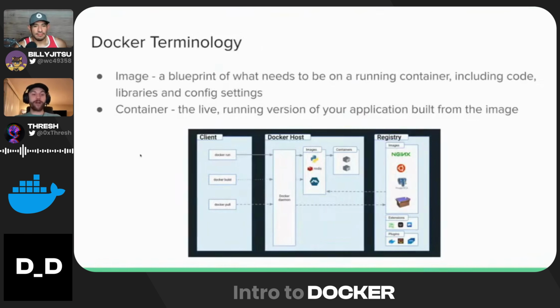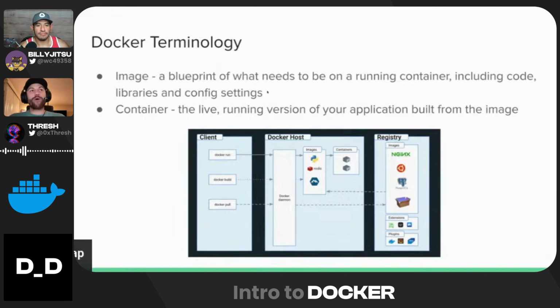All right, some quick terminology. These are going to be really important because I'm going to use these words a lot through the rest of this presentation. The first word you're going to want to remember is an image. A Docker image is a blueprint of what needs to be on a running container, including your code, library, configuration settings, and any other dependencies that you might need to give to somebody else in order for them to run your application. It's similar to distributing something like a node modules or a package.json or anything like that. It's just so that whenever somebody tries to run your software, they've got the same starting point as you. So that's really what the image is going to do for us there.